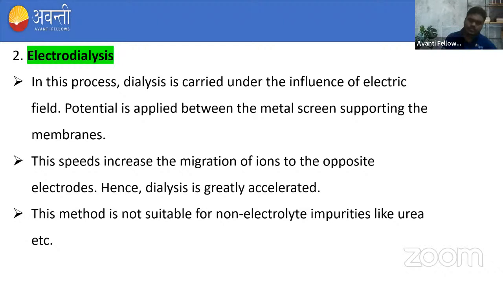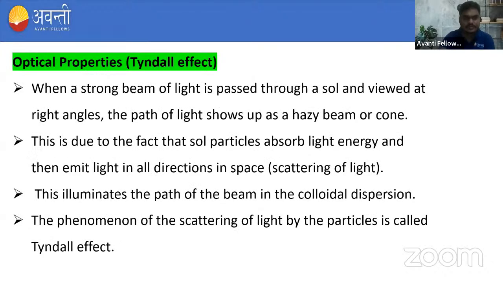Dialysis is a slow process. But if you compare with electrodialysis, its speed is more as compared to dialysis. Its speed is accelerated. This method is not suitable for non-electrolyte impurities like urea. So this method is suitable only for electrolyte impurities, right? Not suitable for non-electrolyte impurities.